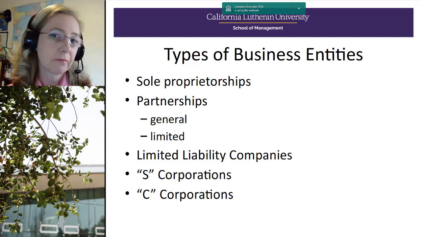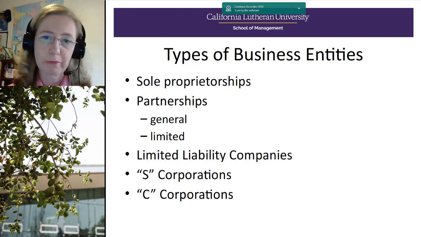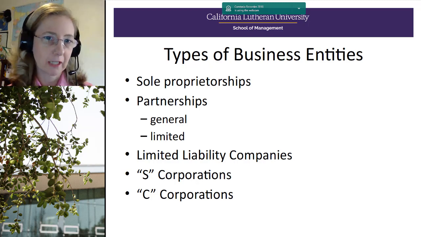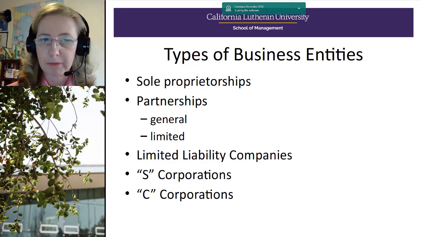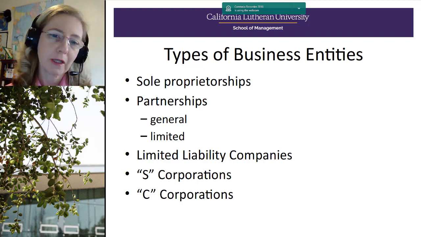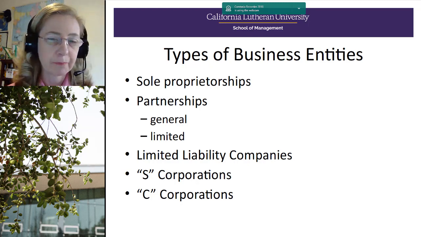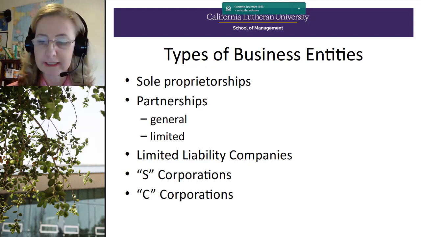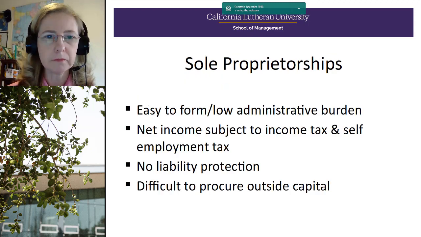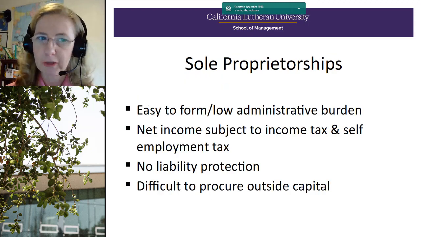There are several types of businesses available to U.S. business owners. We'll talk about these 5 different types of entities. First, we'll talk about sole proprietorships. Then we'll also cover partnerships, limited liability companies, S corporations, and finally C corporations. Let's start with sole proprietorships.